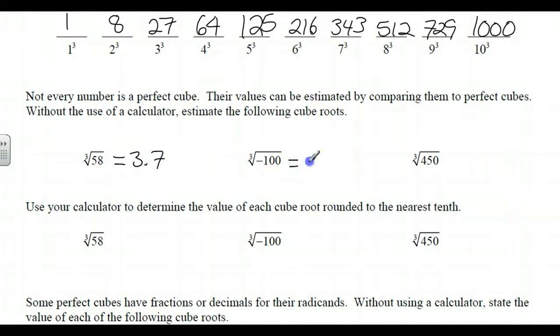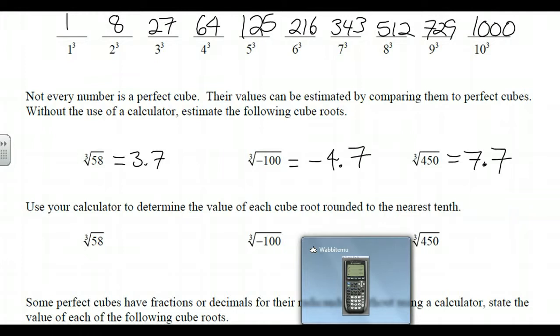Negative 100. Okay, it's negative, so I know its cube root is negative. 100, well, between 4 and 5, 36 numbers away from there, 25 numbers away from there. So I'm going to guess 4.7. And the cube root of 450, between 343 and 512. It's like 100, so it's closer to 8 than it is to 7. So I'm going to guess, let's say 7.7. Okay, now those are estimates.